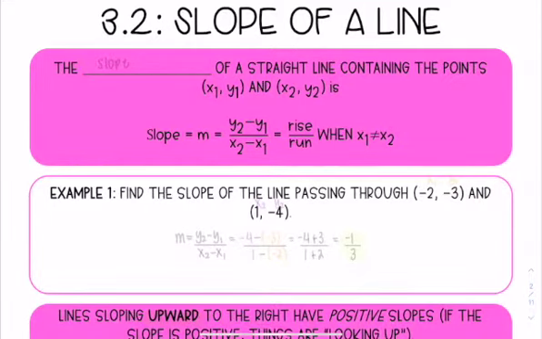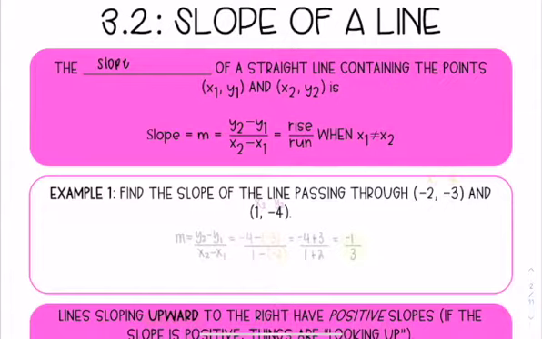In section 3.2, we talk about the slope of a line. So the slope of a straight line containing the points (x1, y1) and (x2, y2) is m equals y2 minus y1 over x2 minus x1. This is the rise over the run, and that's when x1 does not equal x2, because then we would get 0 in the denominator, which we can't have.